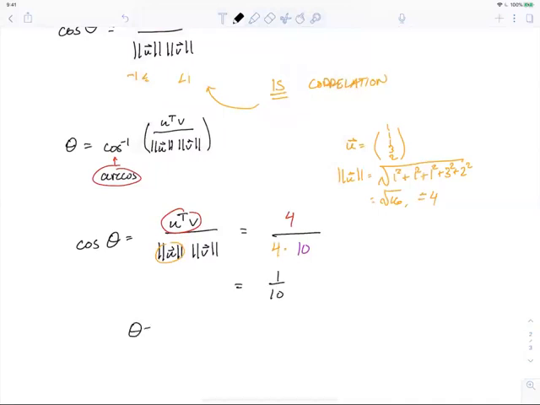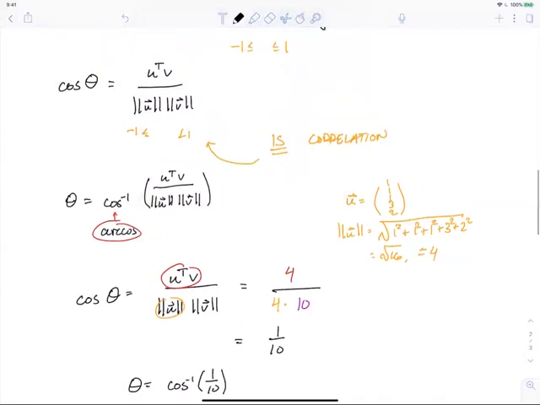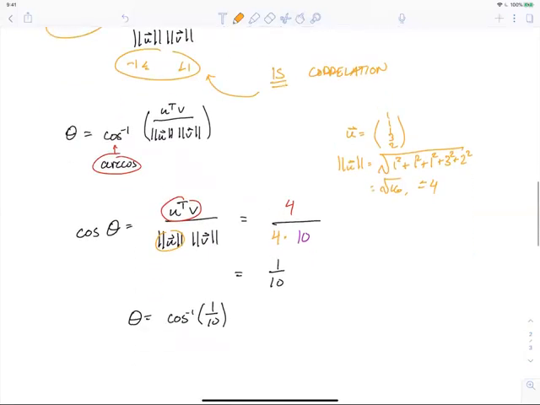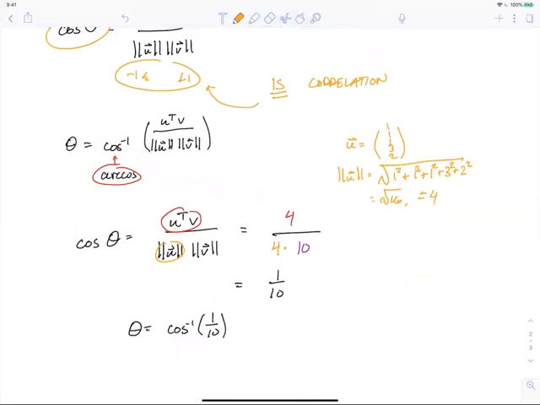And so theta is going to be cosine inverse of 1/10. In general, the angle between them is not going to have a nice formula. There's no unit circle for these things. And in fact, that's why typically we measure just the cosine of theta and just give it a measure between -1 and 1, because especially in statistics, that's a much more natural thing. How correlated are these vectors? Well, in this case, they're kind of sort of in the same direction, but not really.